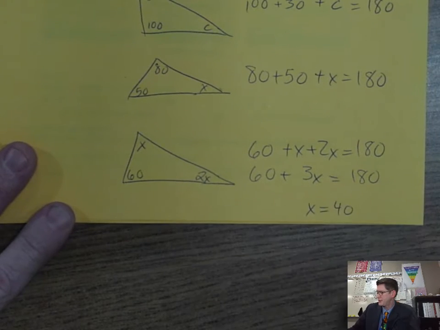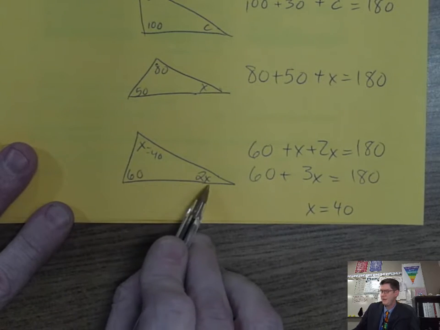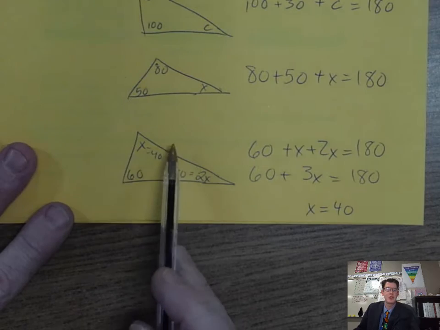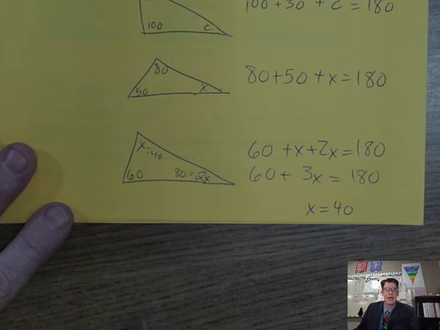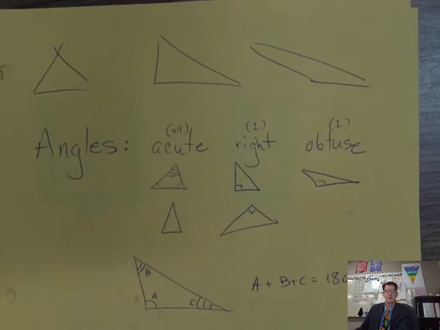X is 40. So that means this one is 40, and this one is 2 40s, so this one is 80. And then you can check your work and see if it actually does add up to 180. So just a couple thoughts on angles of a triangle.